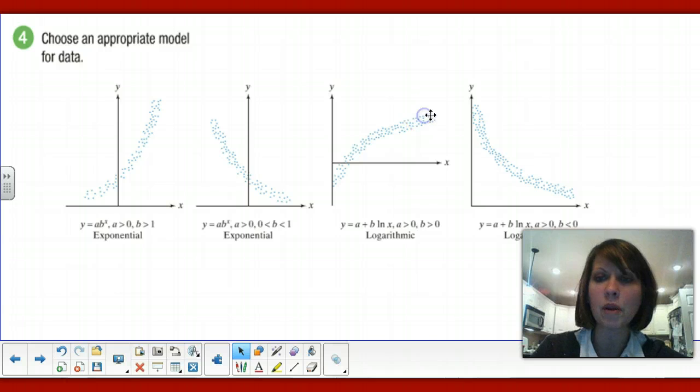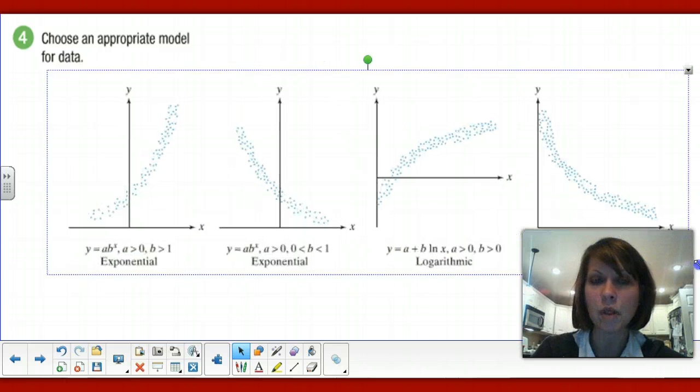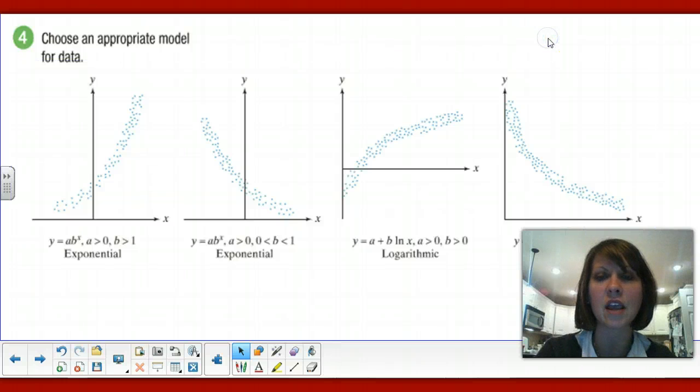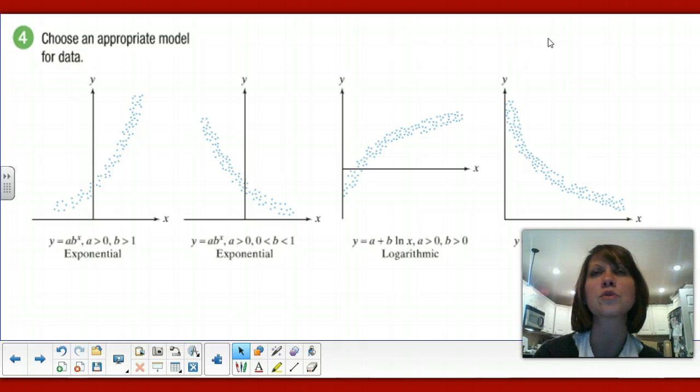Okay, choosing an appropriate model. We're going to have some scatter plots, and we're going to have to say what kind of function would best model it. So back in chapter P1, we looked at quadratic models, linear models, cubic models, quartic models, trying to decide which one it is. Now we need to throw into the mix exponentials and logarithmics as well.